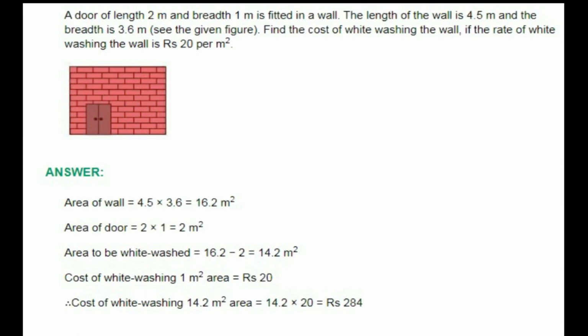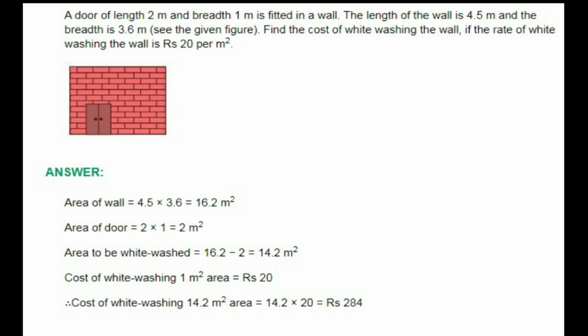So let's head towards our next sum. A door of length 2 meter and breadth 1 meter is fitted in a wall. The length of the wall is 4.5 meter and breadth is 3.6 meter. Find the cost of whitewashing the wall if the rate of whitewashing the wall is rupees 20 per meter.